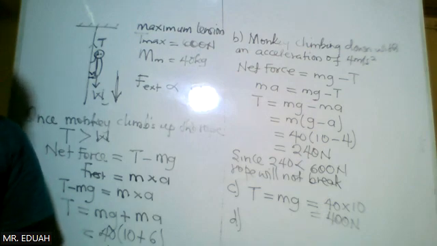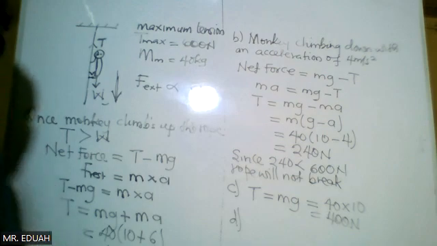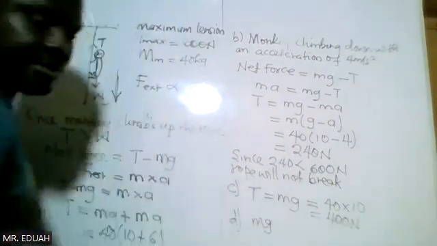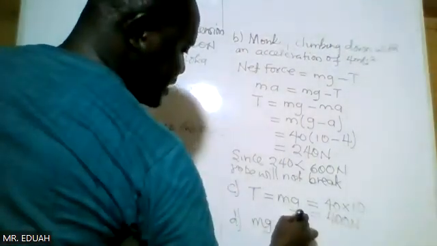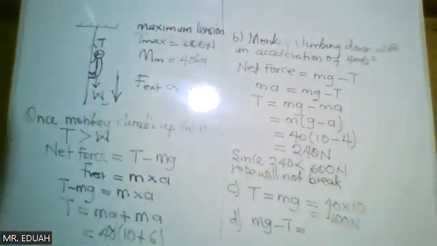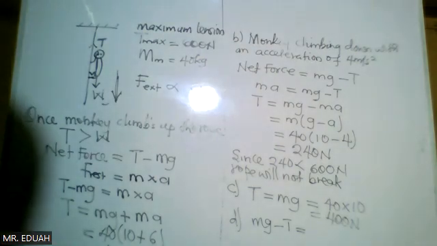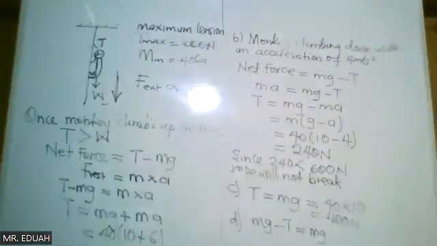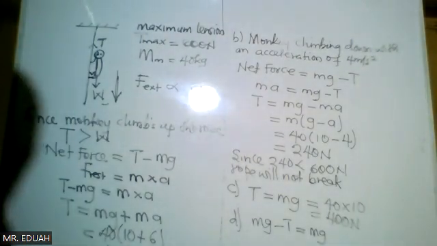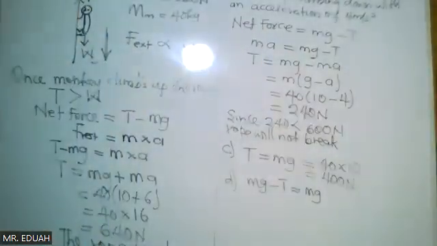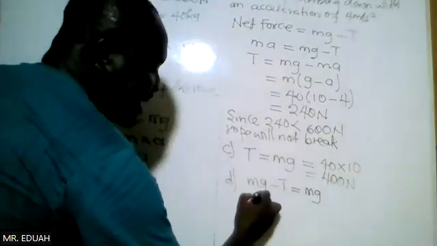Okay. So if the monkey is falling freely from the rope, its weight minus the tension must be equal to the net force acting on the body. But what is the net force acting on the body? Mg. Force of gravity. And the force of gravity will be equal to the mass of the body times acceleration due to gravity. So you realize that the tension T will just be equal to 0.